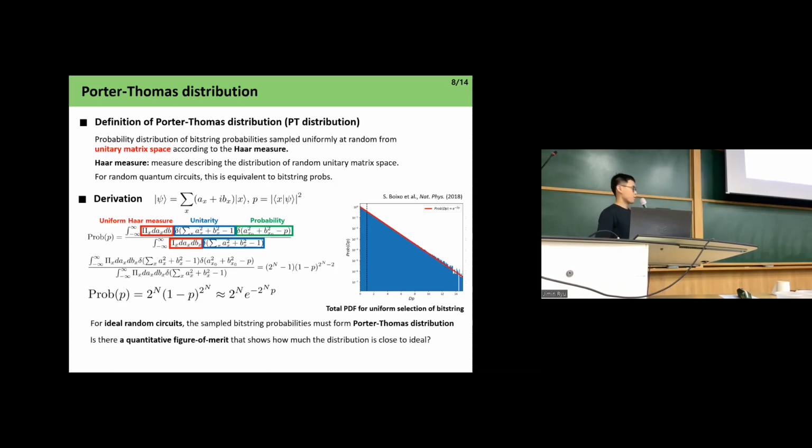However, of course, our quantum computers are not ideal. They have all sorts of errors that are still not yet fixable today. So you need a quantitative figure of merit to show how close our distribution is to the Porter-Thomas distribution. Those quantitative figures are given as collision probability and cross-entropy benchmarking, which I will tell you about right now.